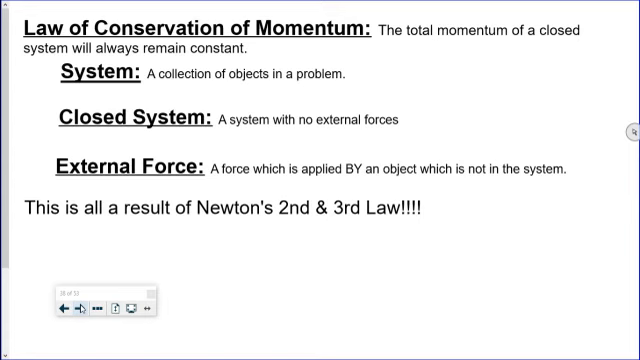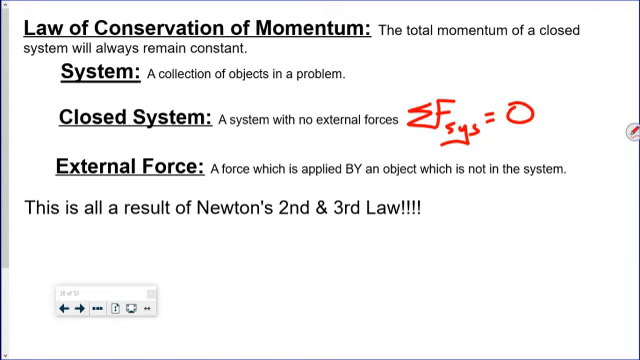remain constant. So remember, a system is just a collection of objects in a problem, whether it's two carts that are bumping into each other, or a bullet and a block of wood that the bullet is going to hit, whatever. All right. Now, a closed system is a system with no external forces. Okay. So what that means is the net force on our system is going to be zero, right?